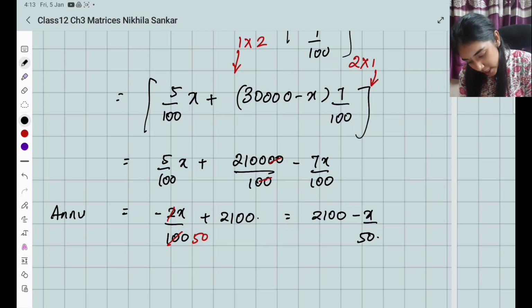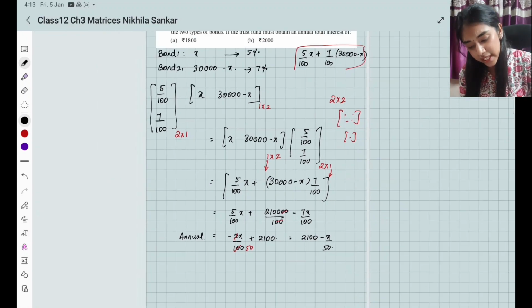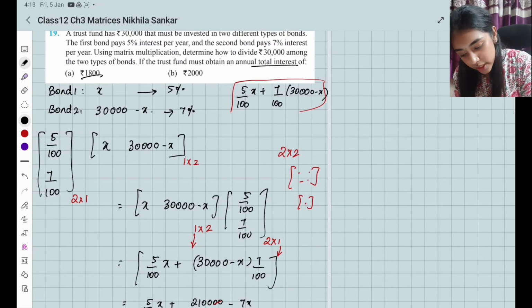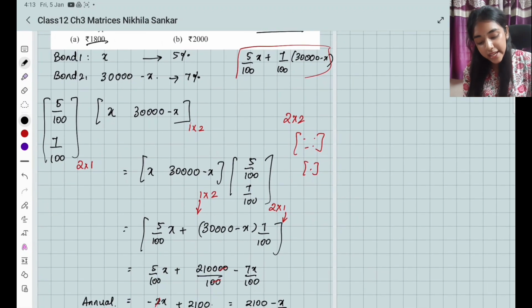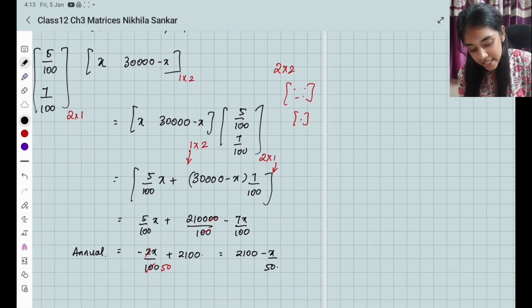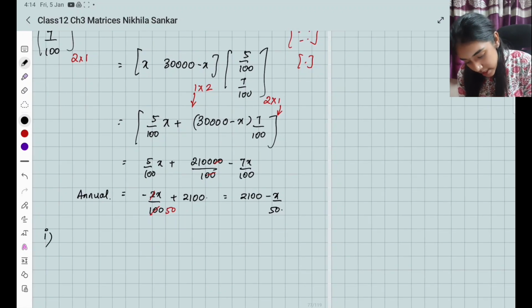So this is the annual interest. Okay, now what does the question ask? We have found the amount. If the trust fund must obtain an annual total interest of this much, we have to find x. You have to find out what the amount is: how much is x, and how much is 30,000 minus x. So in the first case it is 1800. So I have to equate 2100 minus x divided by 50 to 1800.